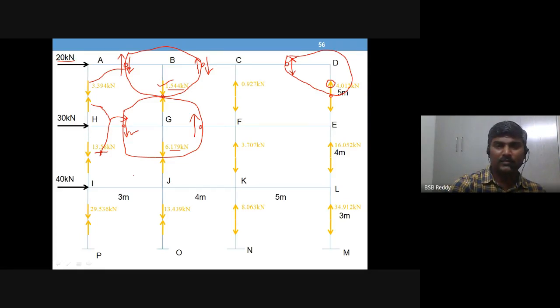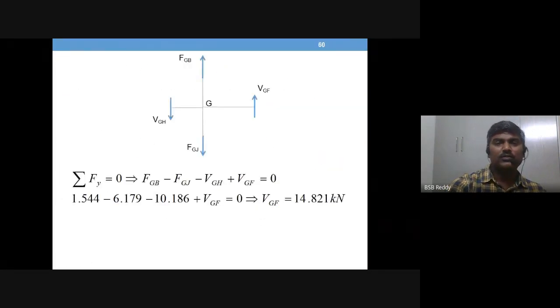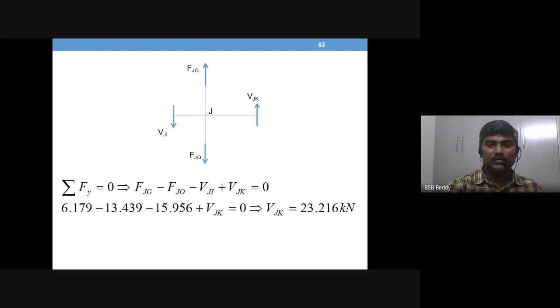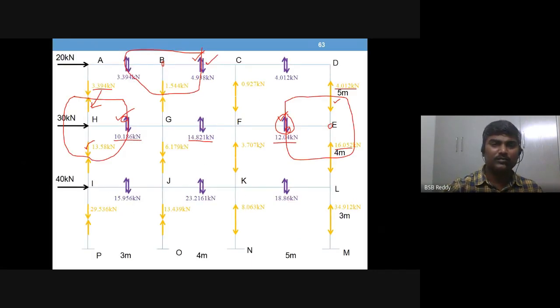So let's see how it is. So G, you know this value and you know this value. So substitute to GB and GJ, and GH is downward and GF up. So finally you got a positive value. So 82 up. So come to G.